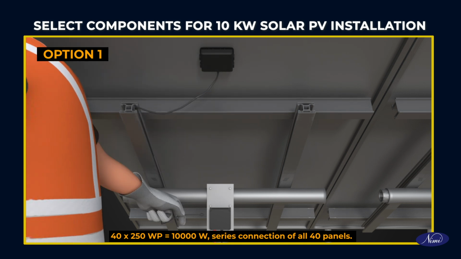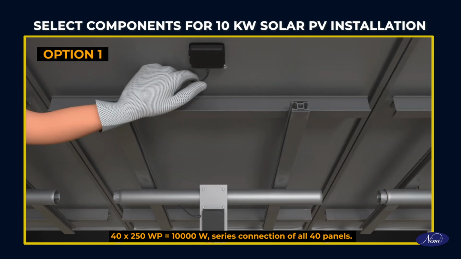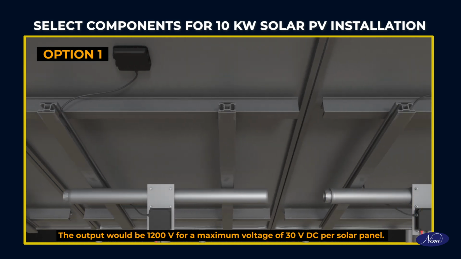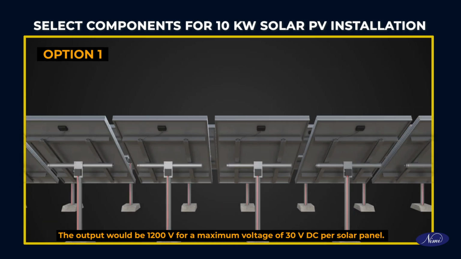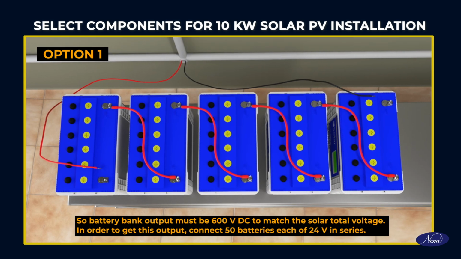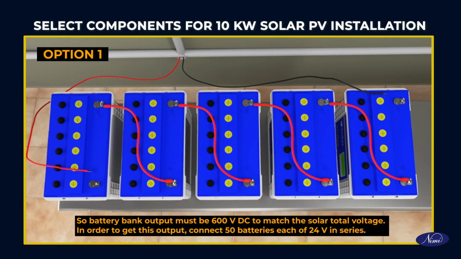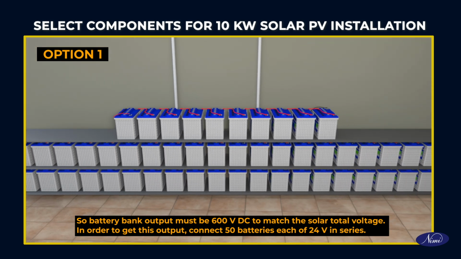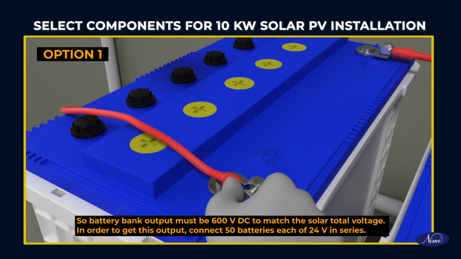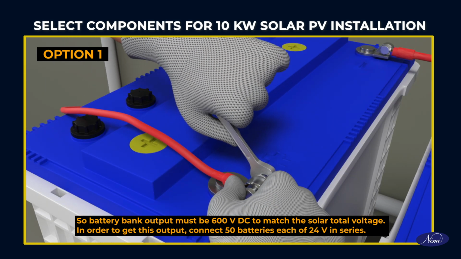Series connection of all 40 panels. The output would be 1200 volts for a maximum voltage of 30 volts DC per solar panel. So, the battery bank output must be 600 volts DC to match the solar total voltage. In order to get this output, connect 50 batteries, each of 24 volts, in series.